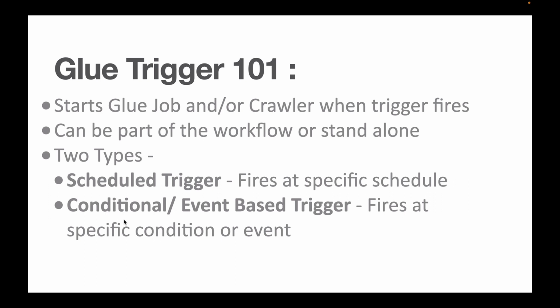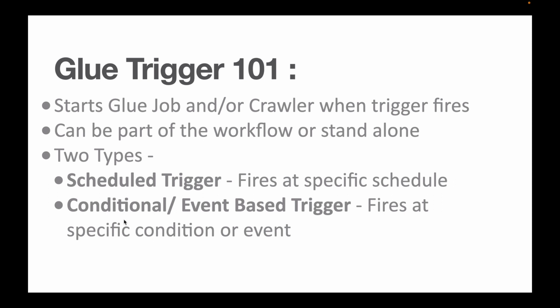And there is another trigger, which is the conditional or event-based trigger. This trigger fires when a specific condition is met or a specific event occurred. As an example, if you want your crawler to run when your job which loads the data at a specific location finishes, then you can have a conditional trigger, and the condition could be: run this crawler when this job succeeds. And if you have multiple jobs where you want one job to run when another job fails, you can set up a trigger based on those specific conditions.